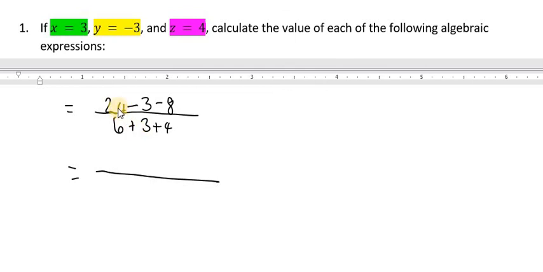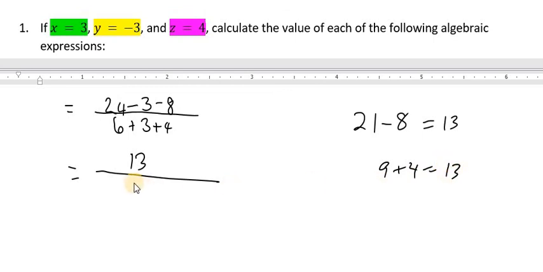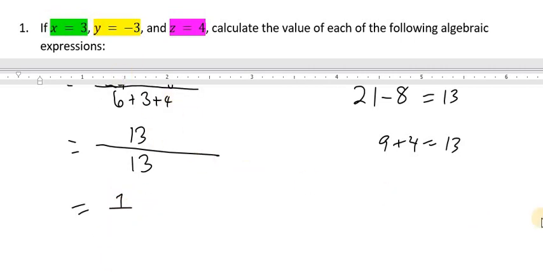And so we can see 24 minus 3, that's 21. And 21 minus 8, that's 13. So we can have on top 13. And 6 plus 3 is 9. 9 plus 4, that's 13. So we have 13 below here. And 13 divided by 13 is 1. All right, so that's the solution, or final solution.